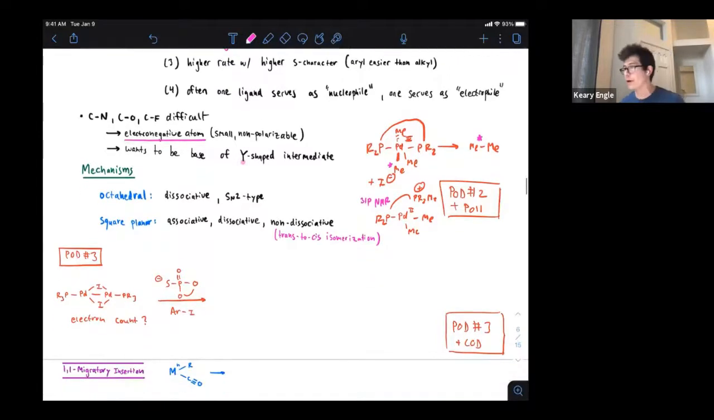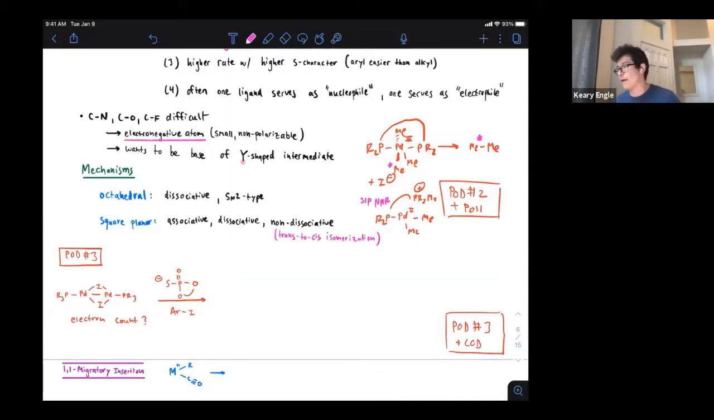With square planar complexes, you have more possibilities. You can either have an associative pathway. So think here like coordination of a pi accepting ligand that can reduce electron density at the metal and then trigger reductive elimination from a square pyramidal type intermediate. A dissociative pathway where the complex will get down to 3 coordinate and then reductively eliminate.